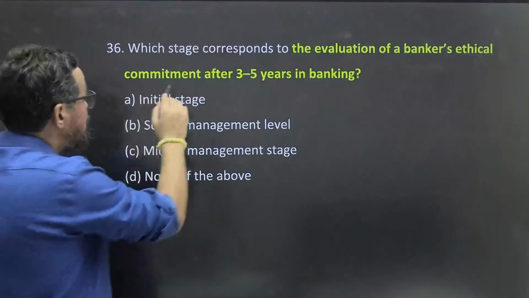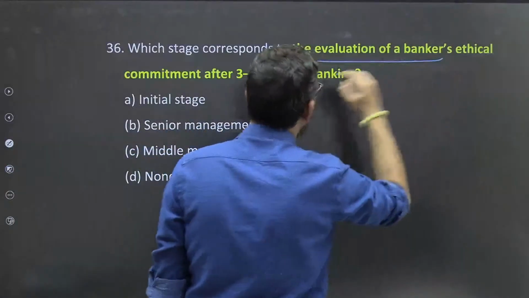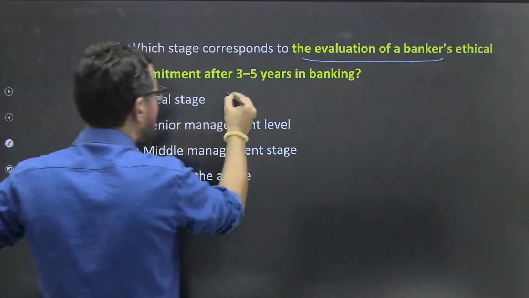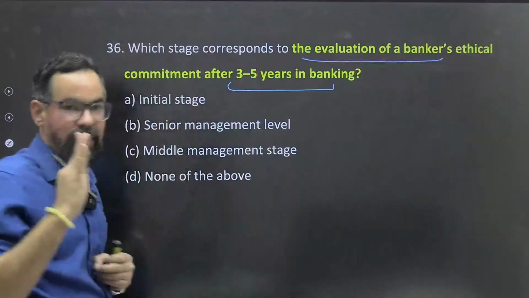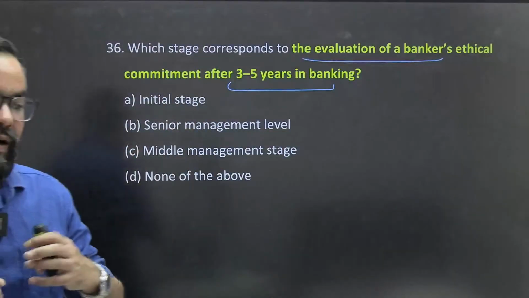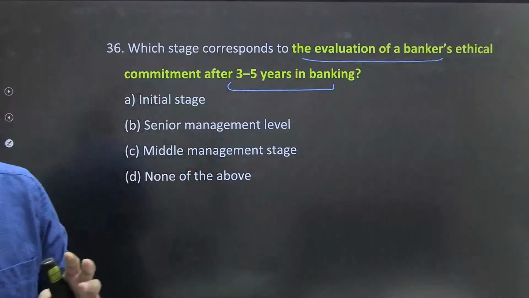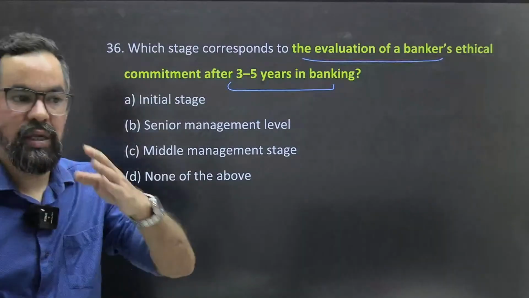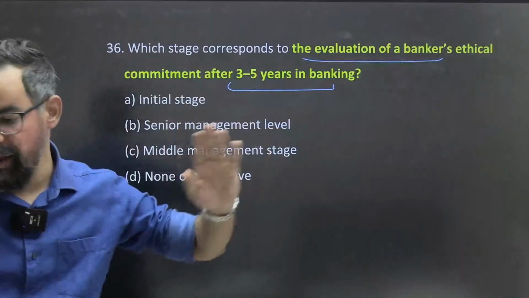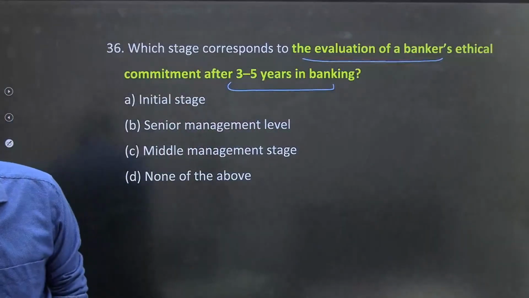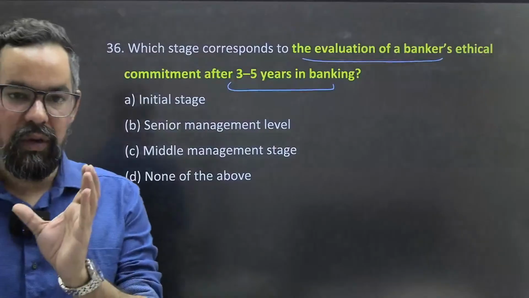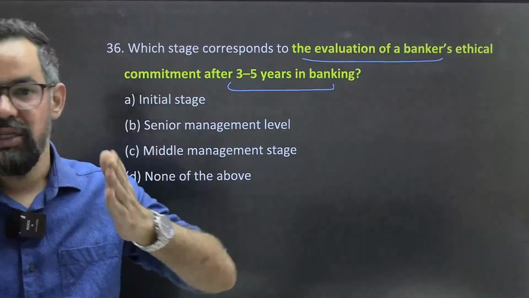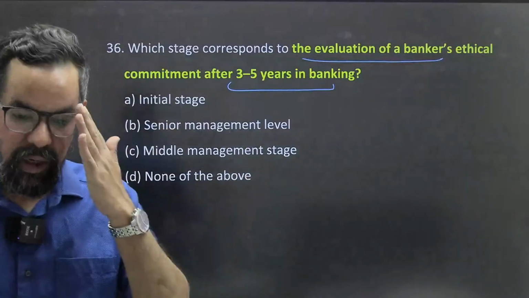Next one. Which stage corresponds to the evaluation of bankers' ethical commitment after 3 to 5 years? So we have 3 stages. Basically the evaluation is done among 3 different stages, year wise. So the initial stage, middle stage and other senior stage. So now it is something to do with the time duration. It is like up to 7 years, 7 to 15 years and more than 15 years or something.